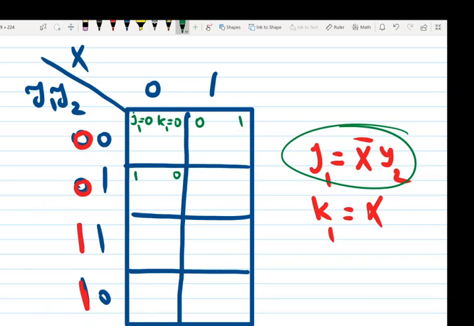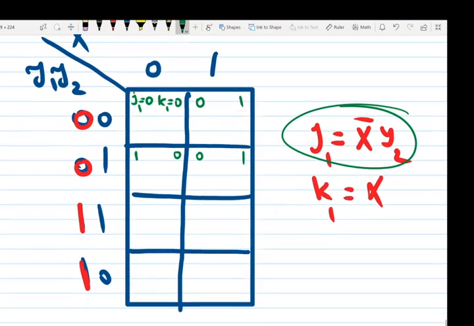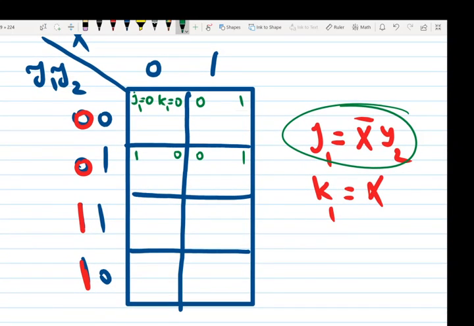For the other cell, J is 0. What about K? K is 1. For the next cell, J is 1. K is 0. For the next cell, of course, J is 0. K is 1. For the next cell, J is 0. K is 0. For the last cell, J is, of course, 0 because X bar is 0, and K is 1.